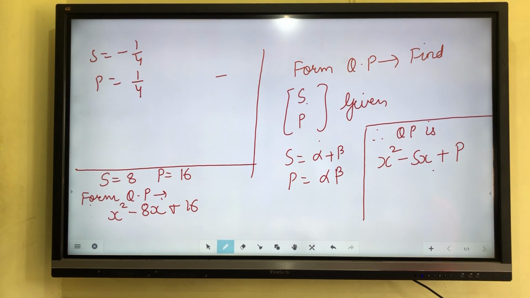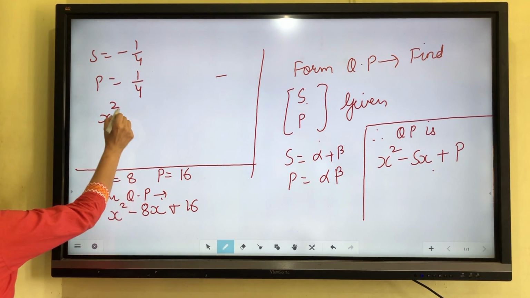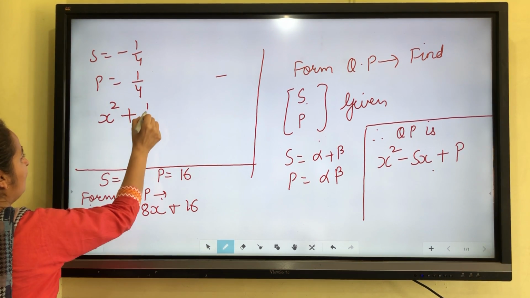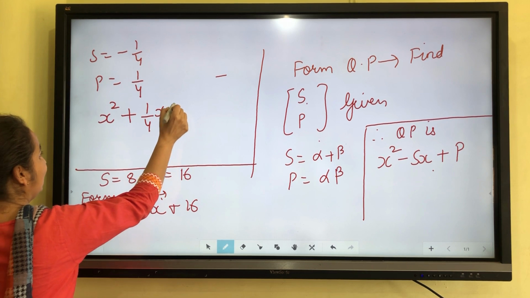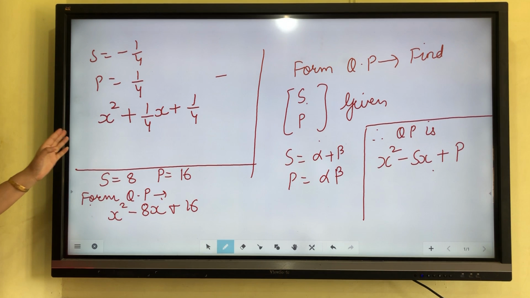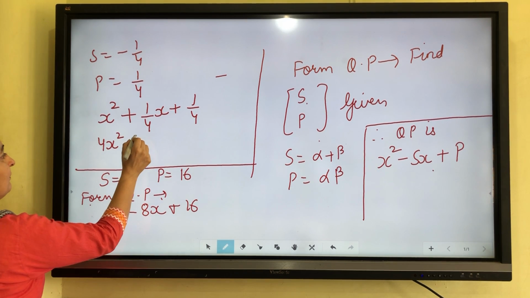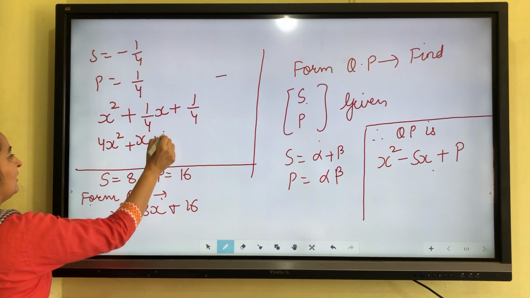Now what is the question? Sum and product are given. Now calculate the polynomial: x square minus sum x plus product. If there is a denominator in the question, you will remove the denominator by taking the LCM. What is the LCM here? 4x square plus x plus 1.